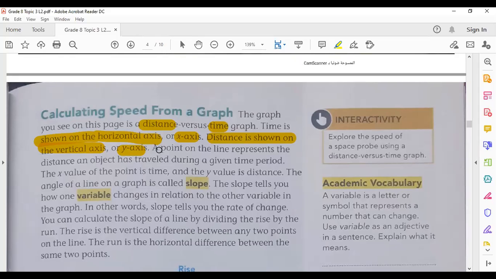Any point on the line represents the distance an object has traveled during a given time period. Okay, this is a very important point. Any point on the line represents the distance an object has traveled during a given time period, as I mentioned.